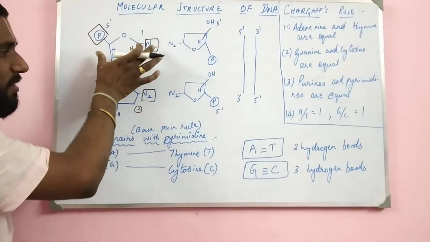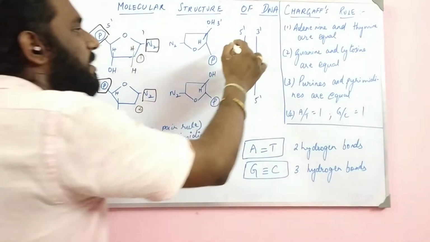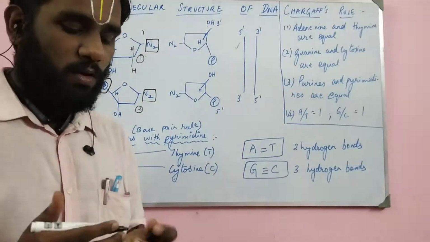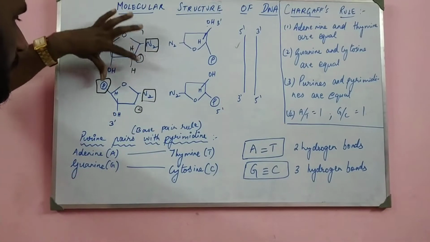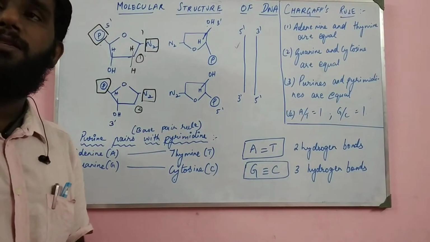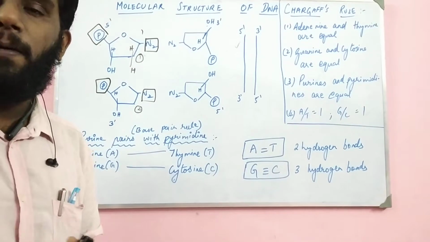Now like this, a series of sugar molecules are actually forming in one strand of DNA. Now this is what is very important. In one strand of DNA, you will be finding a series of sugar molecules like this. Okay, how are these sugar molecules connected to each other? We'll see that.